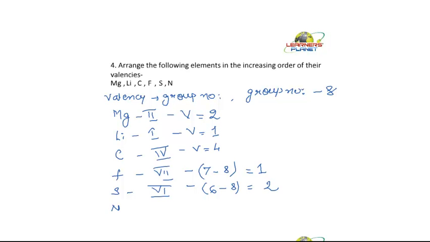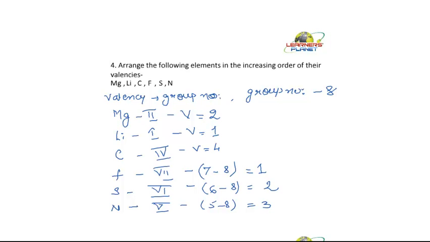Okay? And finally nitrogen, it belongs to the fifth group. What will be the valency? That is equal to 3. Okay? Now how can we arrange them? So the maximum valency is of carbon. Then comes what? Nitrogen. We have to arrange it in the increasing order.